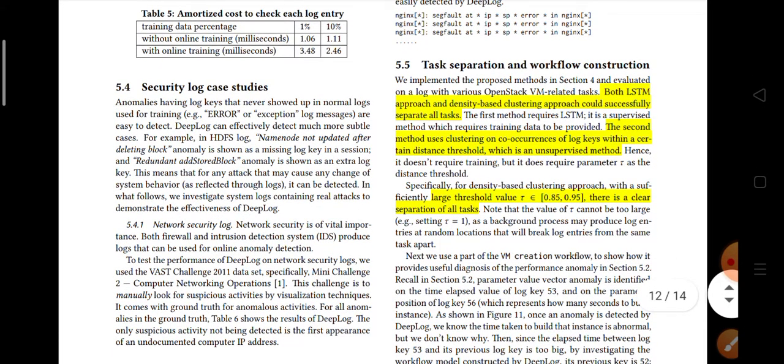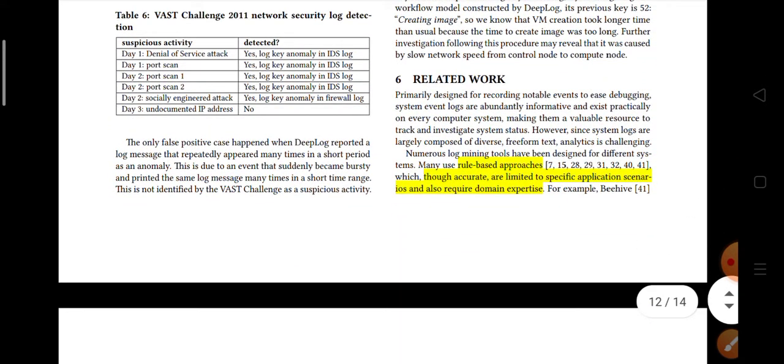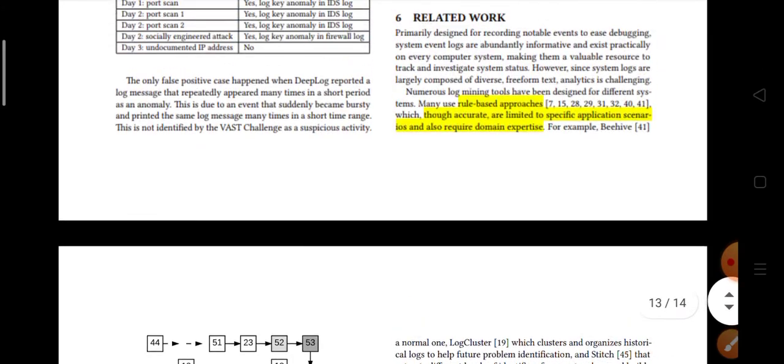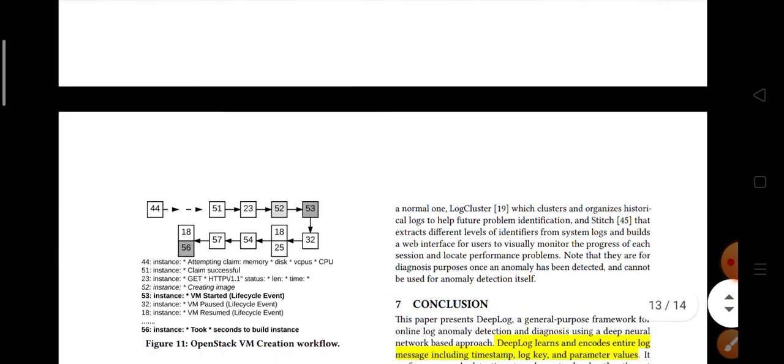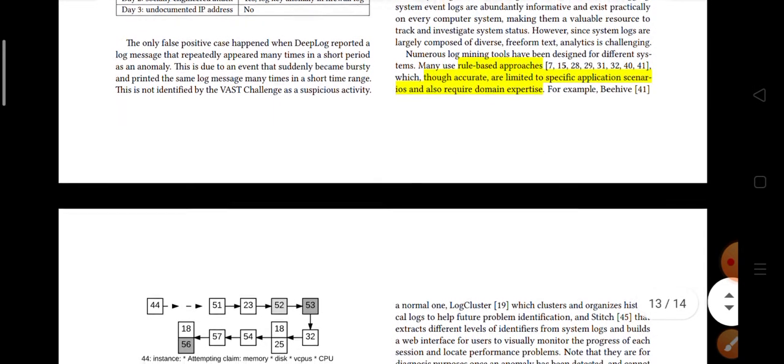Here they mentioned that they used a density-based approach for task separation. For density-based, they use a threshold between 0.85 and 0.9. They are using the threshold value. Now, related work, there are a lot of works. I'm not discussing that PCA work, PCA n-gram.